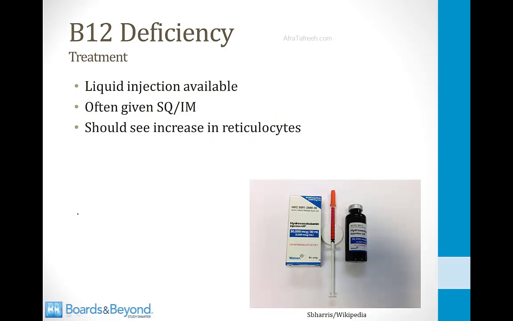So as I said before, pernicious anemia gets its name because years ago, if you had this type of anemia, the neurological problems would progress until you would die. Luckily, nowadays it's treatable with a liquid injection. So even if you can't absorb vitamin B12, you can be given an injectable form of the vitamin to satisfy your body's requirements. It's usually given subcutaneously or intramuscularly, and you usually see an increase in reticulocytes as the patient begins to respond to the B12 injections.